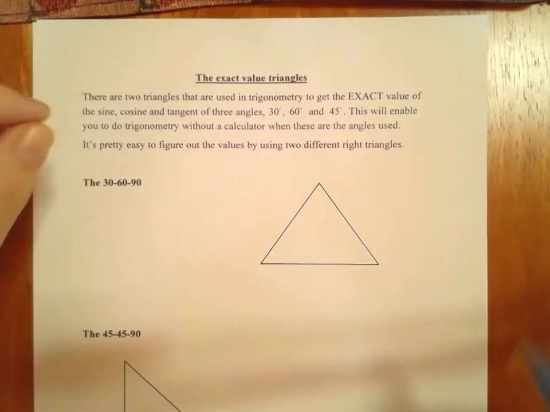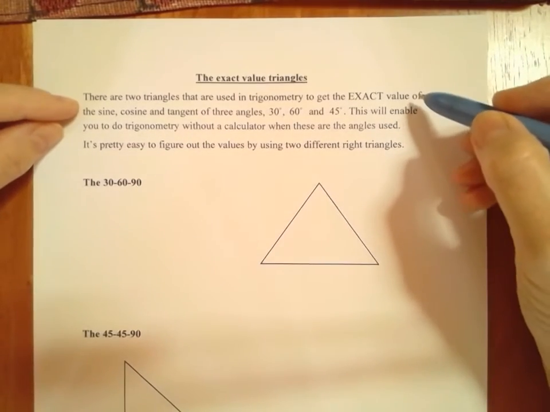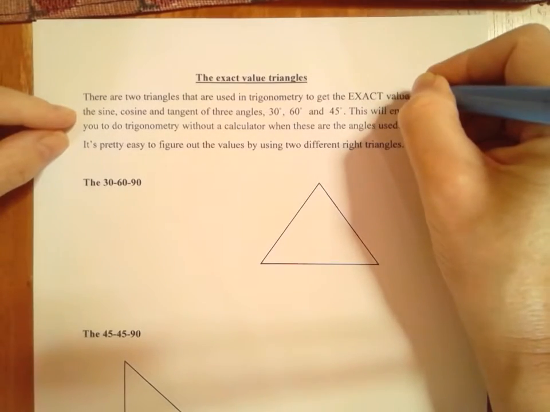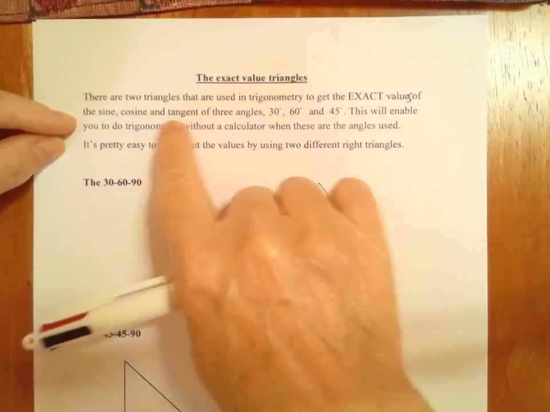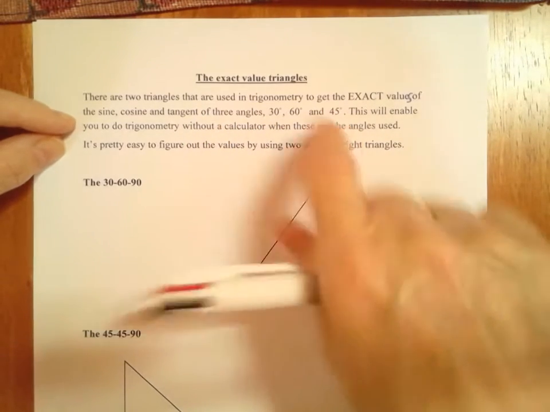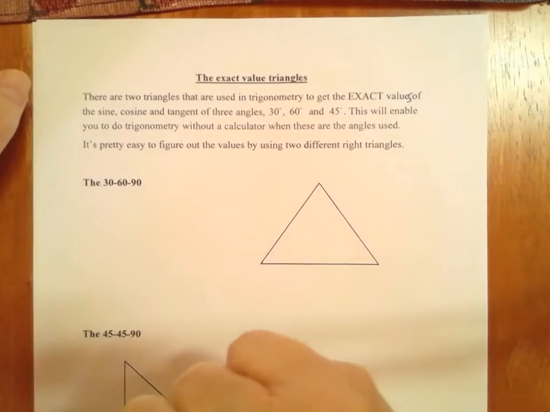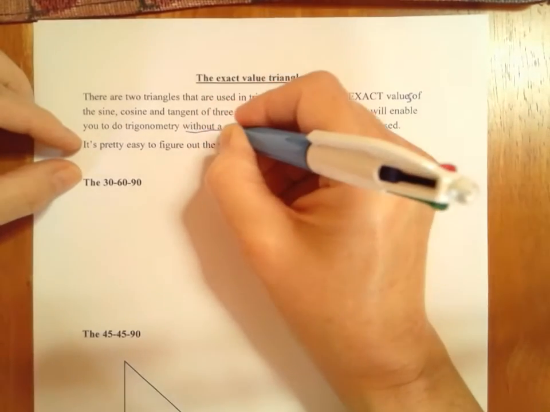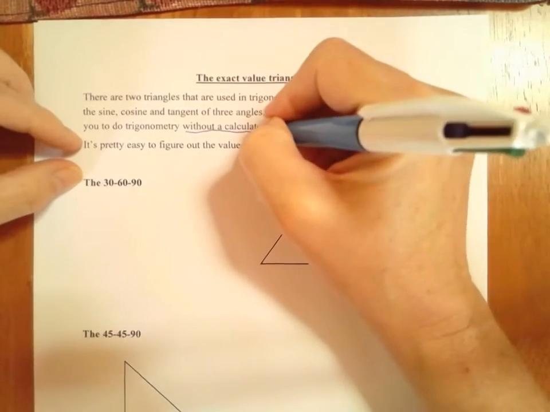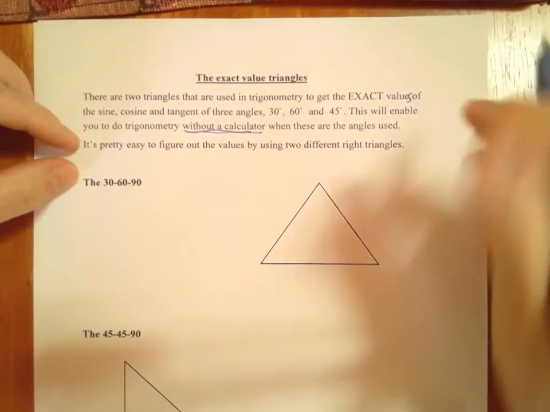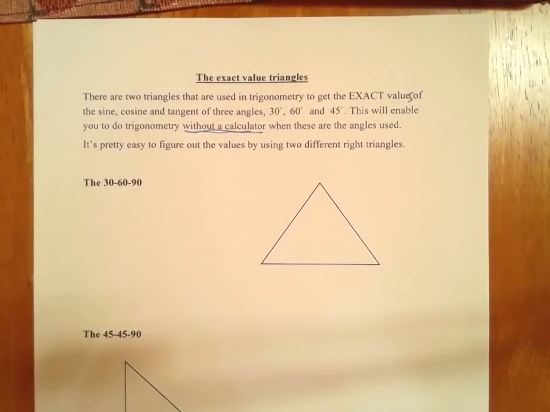Okay, exact value triangles. There are two triangles used in trigonometry to get exact values of the sine, the cosine, and the tangent. These three angles are 30, 60, and 45. Those are the only ones we get exact values for. This will enable you to do trigonometry without a calculator, so you can imagine when you take a test someday where you're not allowed to use a calculator, these will be on it. They're pretty easy to figure out. So let me just start.